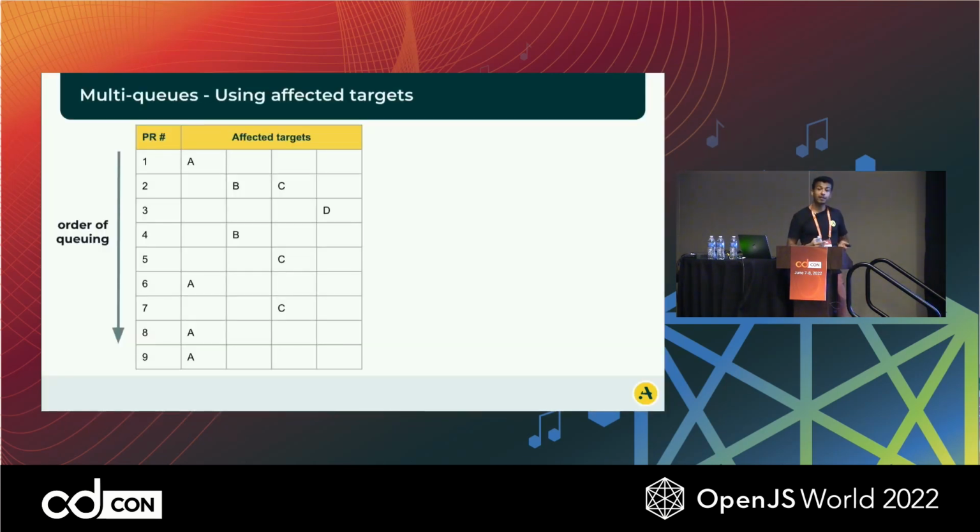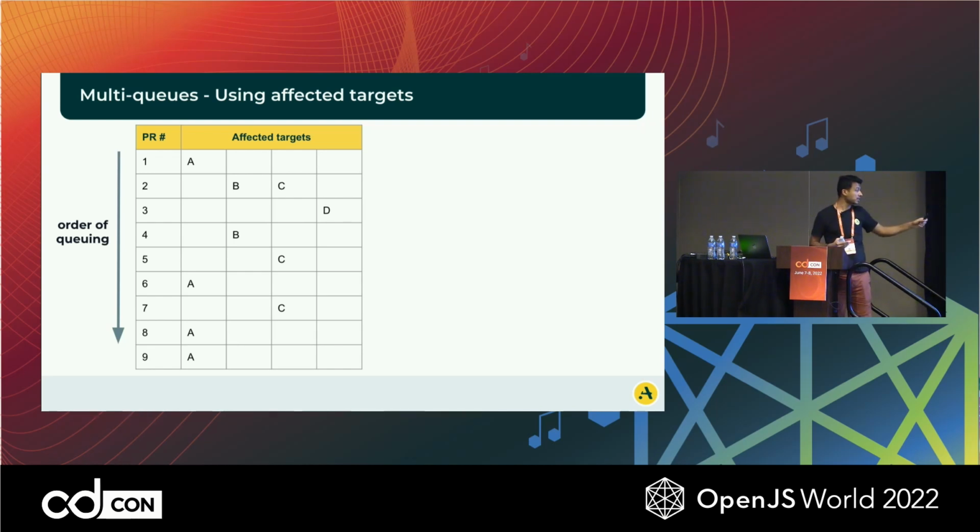So let's say you have a system like Bazel, which helps you identify what all targets were affected by a particular change. Can we almost build a table structure like this, where every change, every PR, has a particular target that has been affected? In a monorepo, you may have a front-end change and a back-end change, and they may not depend on each other. Can we run them in parallel as multi-queues?